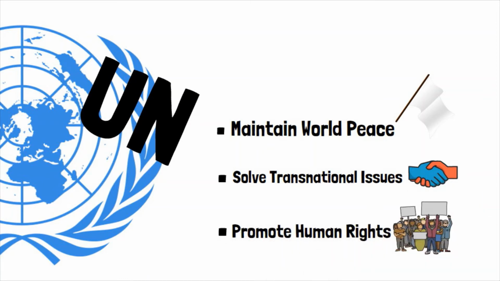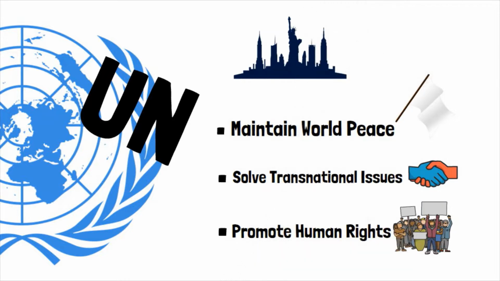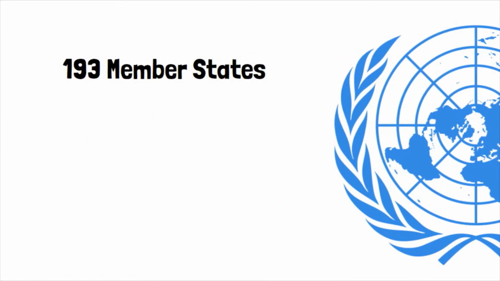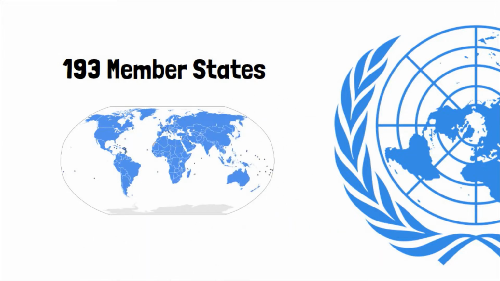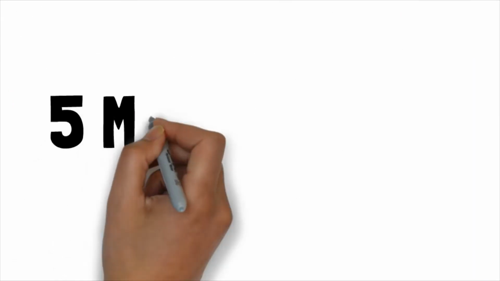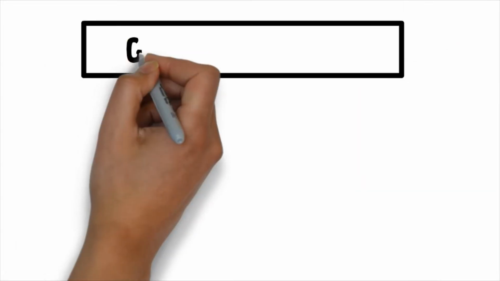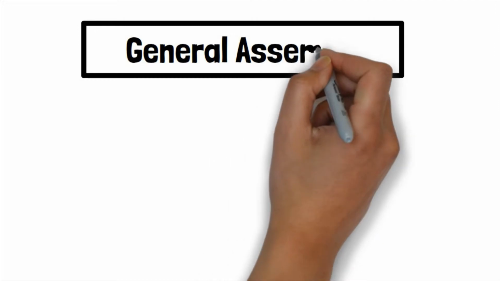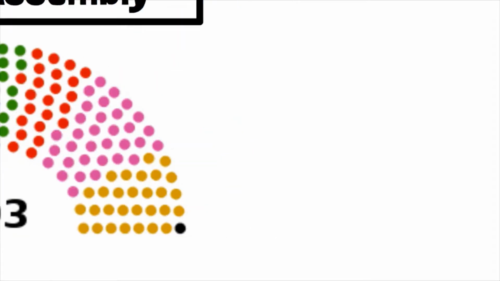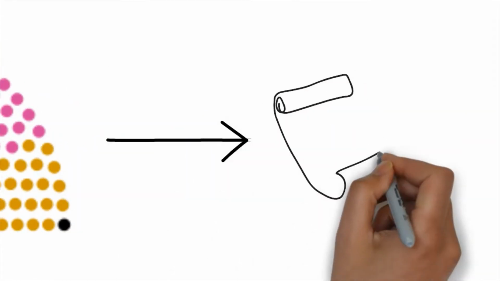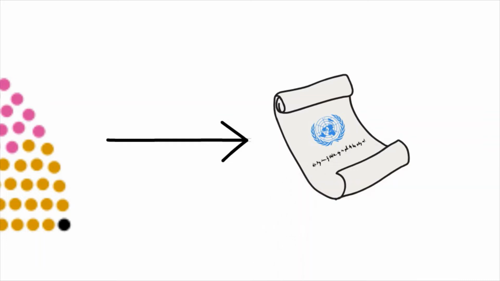among many other things. Headquartered in New York City, it now consists of 193 member states and influences the world in countless ways. The United Nations is organized with 5 main organs. The largest one is the UN General Assembly, which is the principal policy-making organ and is made up of all 193 member states. It creates the policy and mandates that other organs and international agencies have to follow.